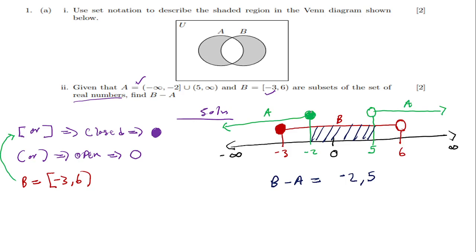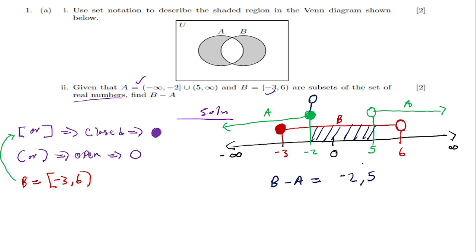Why? Because -2 is in set A. Since -2 is in set A, then our answer will not have what? A 2. If you observe, the answer is having the opposite of that one there. So the bracket will be an open bracket.